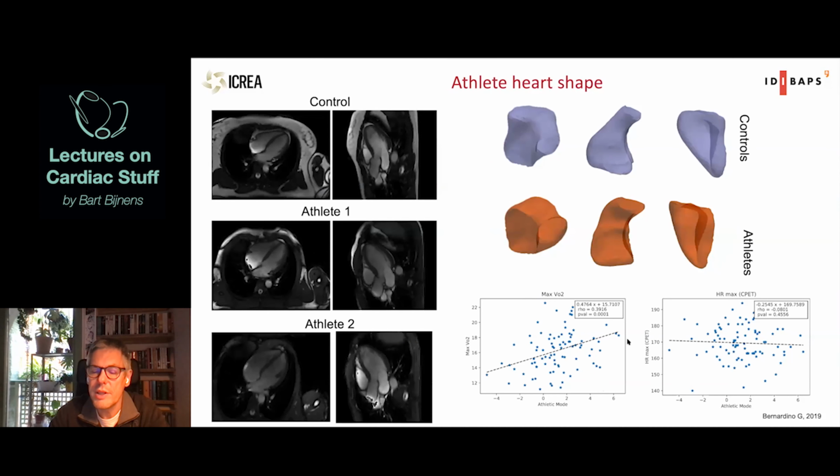Now, interestingly, what you see is that the more you have this athletic change, the more you see that indeed your maximum oxygen consumption increases. So from the intuitive thing that we said, this looks like it might be a better way. Interestingly also, this is not related to the heart rate. So it's not because of the heart rate that they can increase their cardiac output and then potentially also their oxygen consumption. It's really just related to the shape, and that makes it a bit more optimal.